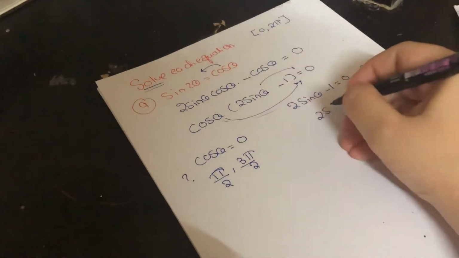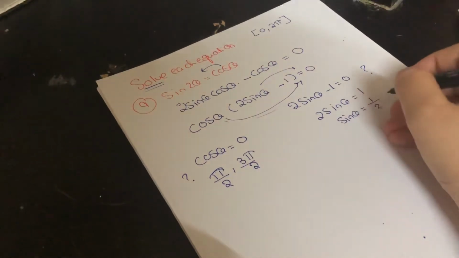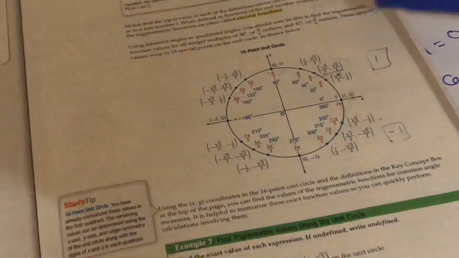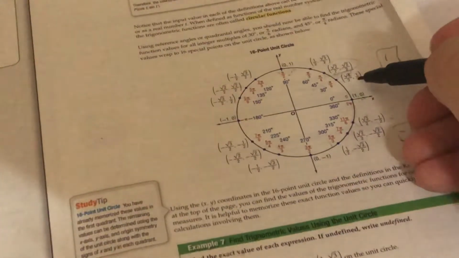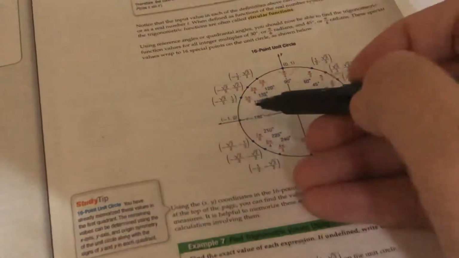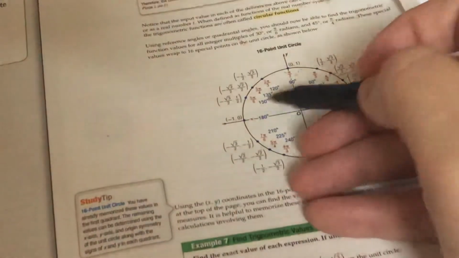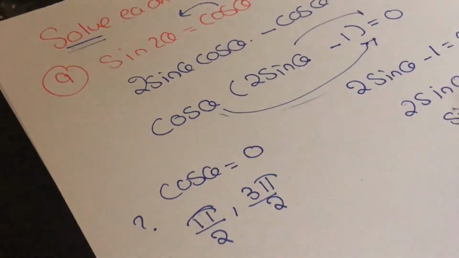Okay, this one is 2 sine theta equals 1, and sine theta equals half. When does sine theta equal half on my unit circle? Here's my unit circle again. Sine is the y, remember? When is it equal to half? It's here, pi over 6, it's half. And when is sine positive? Also over here. So at pi over 6 and at 5 pi over 6. This is the answer. Theta is equal to pi over 6 or 5 pi over 6.